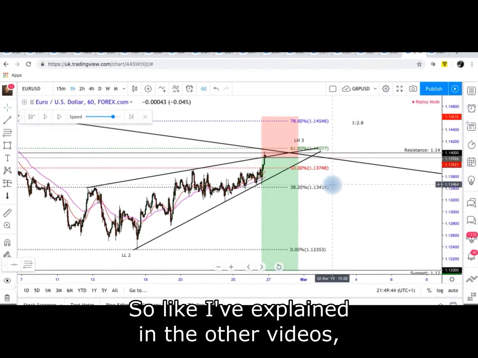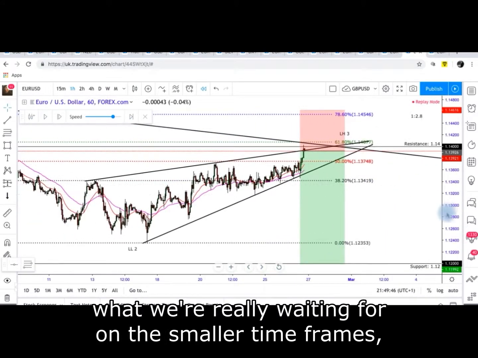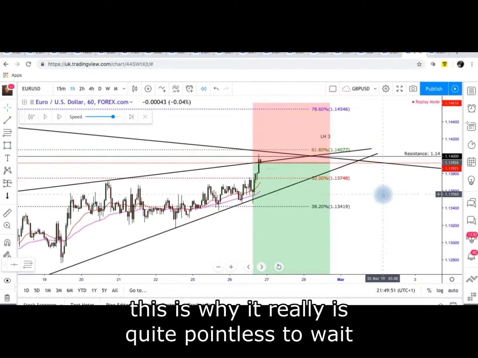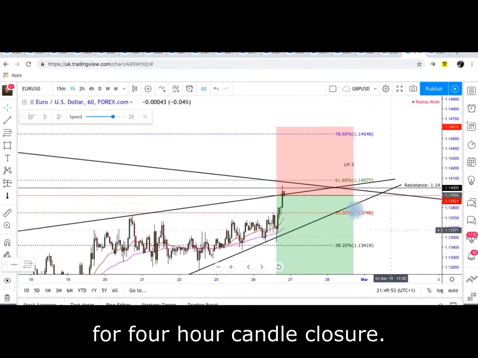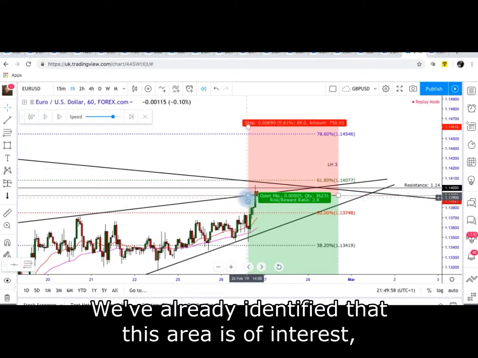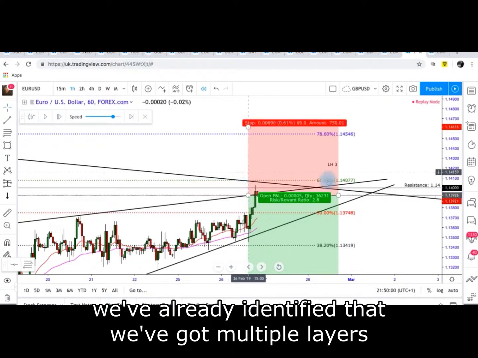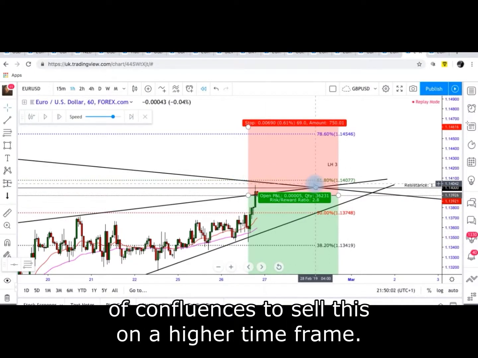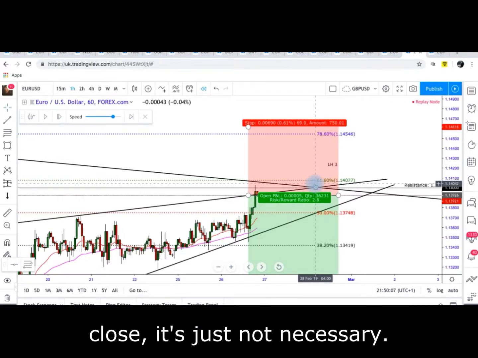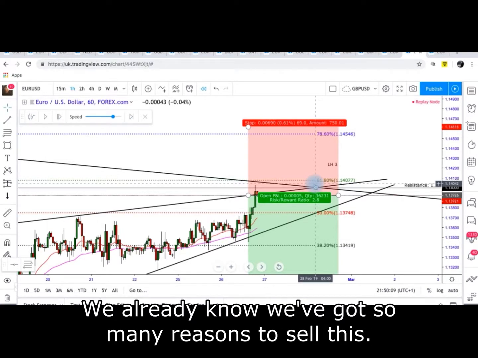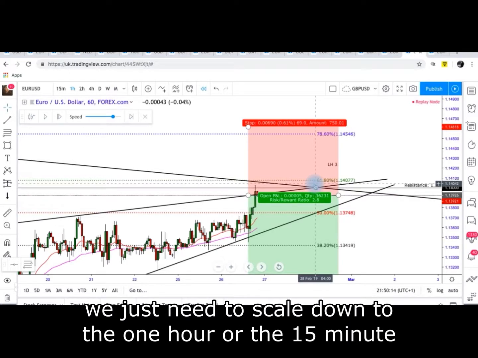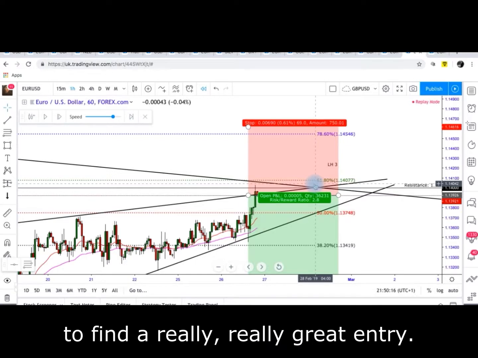Like I've explained in the other videos, what we're really waiting for is on the smaller time frames, which most of the time you can't see on a 4 hour. This is why it's quite pointless to wait for a 4 hour candle closure. We've already identified that this area is of interest, and that we've got multiple layers of confidence to sell this from a higher time frame. So what would be the point in waiting for a 4 hour close? It's just not necessary. We already have so many reasons to sell this. We just need to scale down to the 1 hour and the 15-minute to find a really great entry.